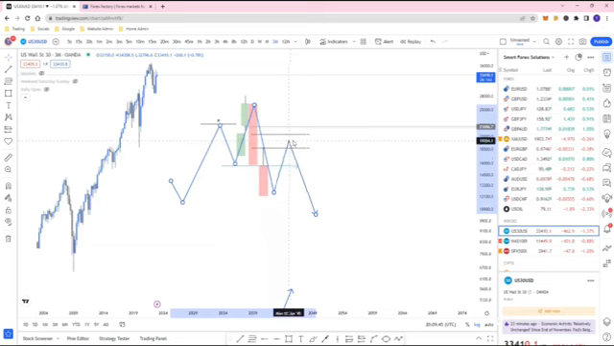Now your entry can be in a number of places. It can be right at the open of the imbalance. Why is it valid? Because we've got this order block, the entire move. It can be in the center, it can be at the top, it can even be really aggressive and up here at the open of the candle. Nothing is wrong with either entry.